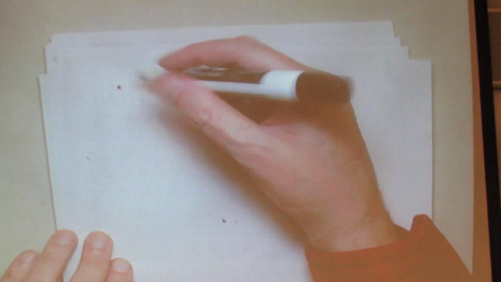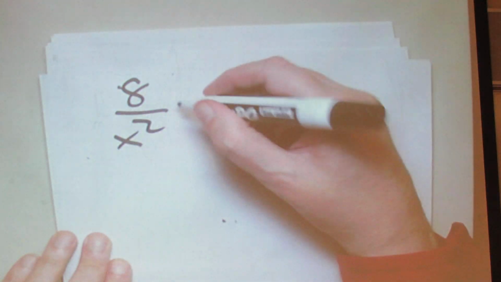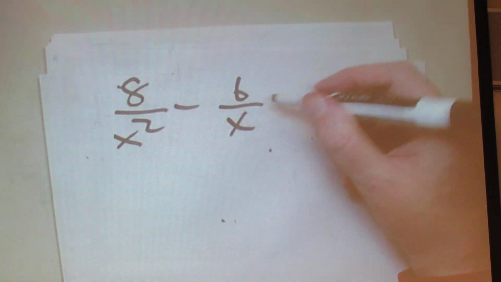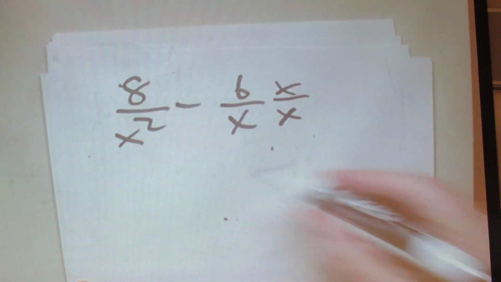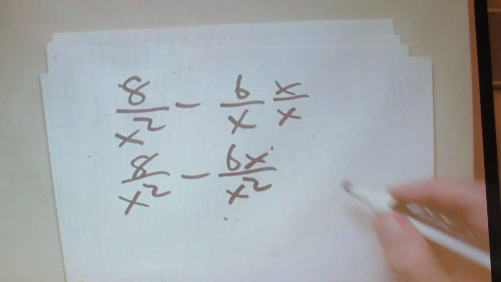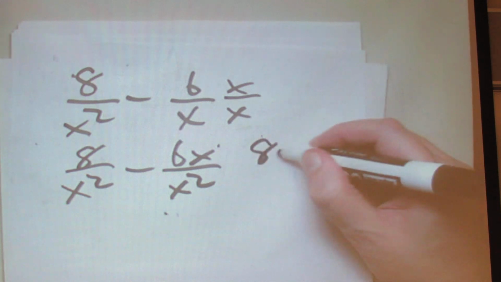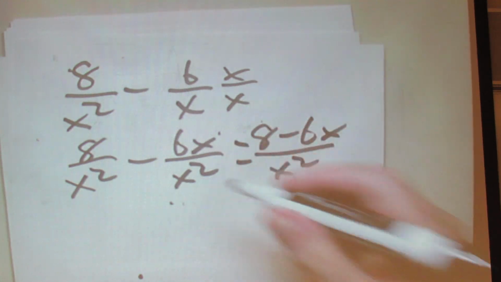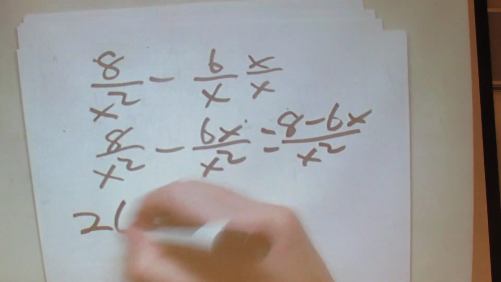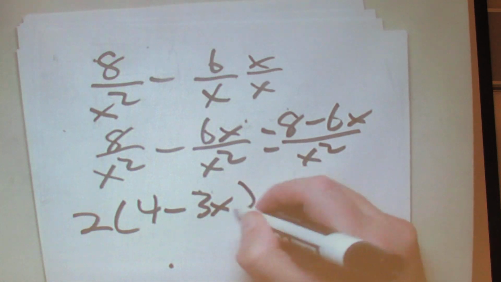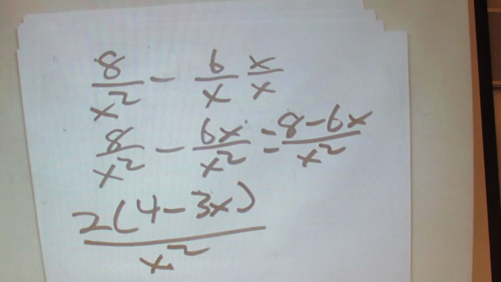Next, let's say we have 8 over x squared minus 6 over x. X squared is going to be our least common denominator, and to get this one to be that, we need x over x. So we have 8 over x squared minus 6x over x squared. When we combine these, we'll have (8 minus 6x) over x squared. We can factor out a 2 on the top. So 2, and then in parentheses (4 minus 3x), all over x squared.